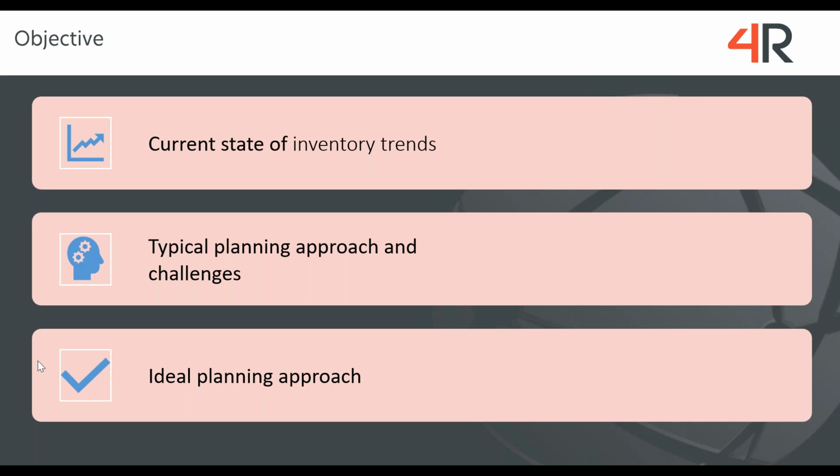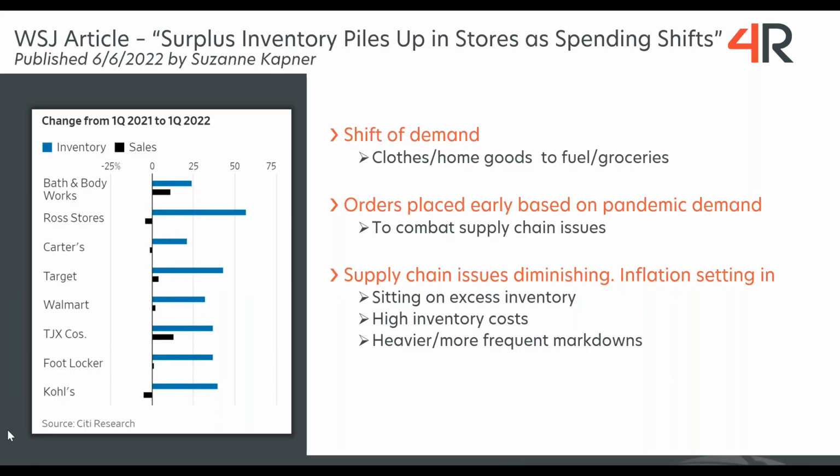To kick it off, I'd like to refer to a recent article posted in the Wall Street Journal that describes the current state for some of the top retailers. As far as the current state of inventory trends, I'm sure you're familiar with one of the many articles recently published on excess inventory at Target, but I'm referring to an article that was posted in the Wall Street Journal on June 6th called Surplus Inventory Piles Up in Stores as Spending Shifts.